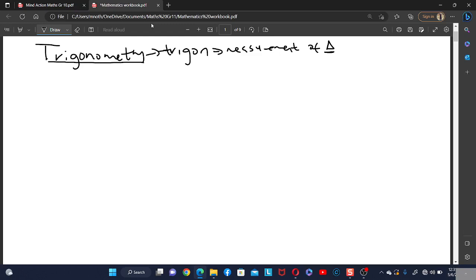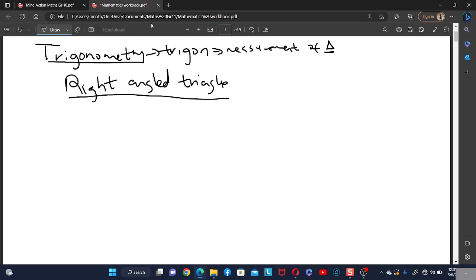I want us to focus on the right angle triangle. I think you have learned before things about the right angle triangle. So let's say that this is our triangle, it is A, B, C.